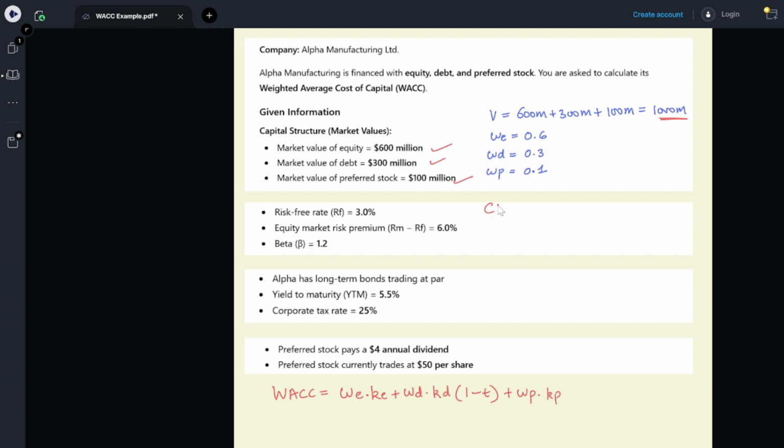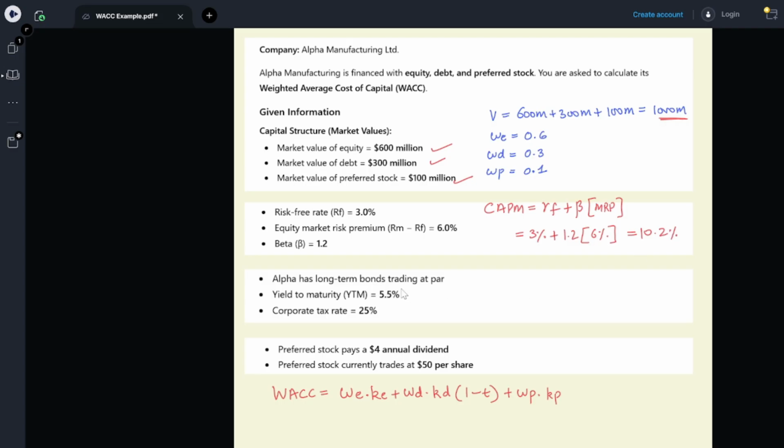To find the cost of equity, we're going to use the CAPM model, which is risk-free rate plus beta multiplied with the market risk premium. It is a single factor model that is widely used in the industry to calculate the cost of equity. Beta is the sensitivity of a stock to the stock market. So in this case, we have a beta of 1.2. What that basically means is that if the stock market goes up by 1%, our stock goes up by 1.2%. So the risk-free rate is 3%, beta is 1.2, market risk premium is 6%. So we get 10.2%.